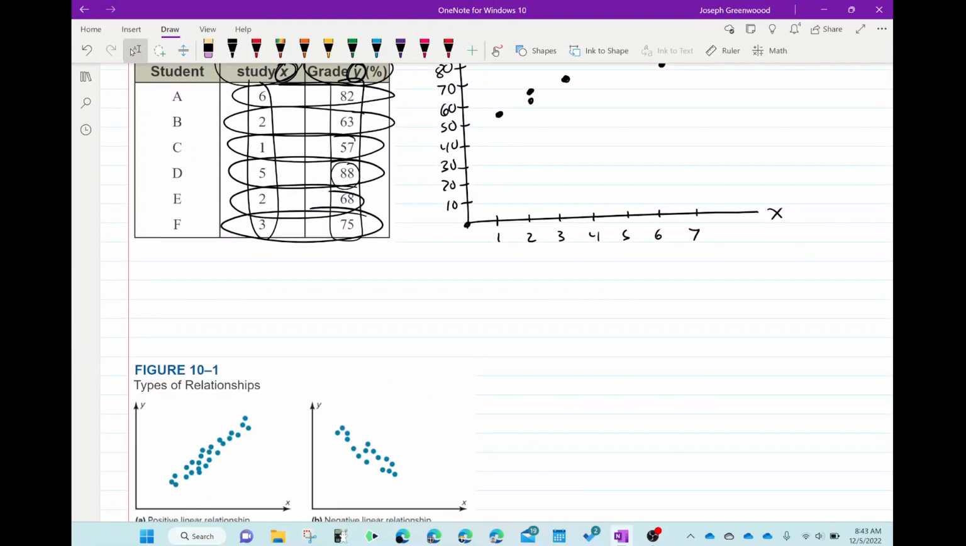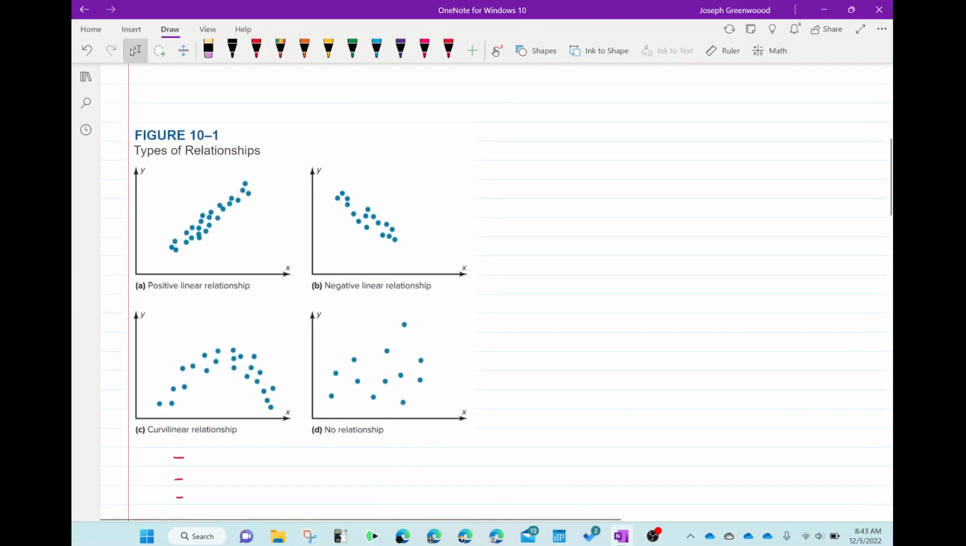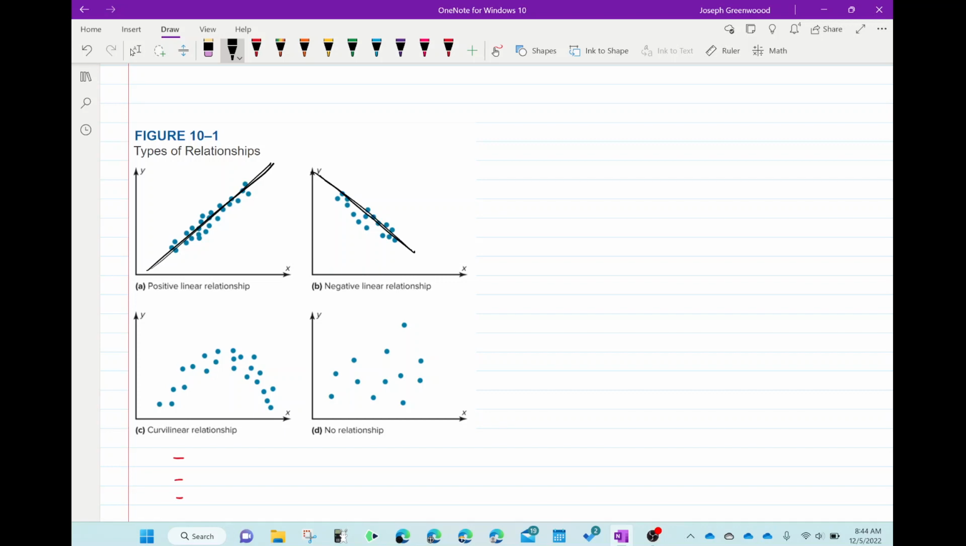So what about types of relationships? There's a nice figure, Figure 10-1 in our Section 10.1, which shows different types of relationships. Notice this first one in the top left corner, a positive linear relationship. Then here we have a negative linear relationship. But our relationships aren't always linear. Usually they're positive or negative, but they're not always linear. Here, notice it says we have a curvilinear relationship. You can still see and visualize a relationship, but it's not a straight line, it's a curve.